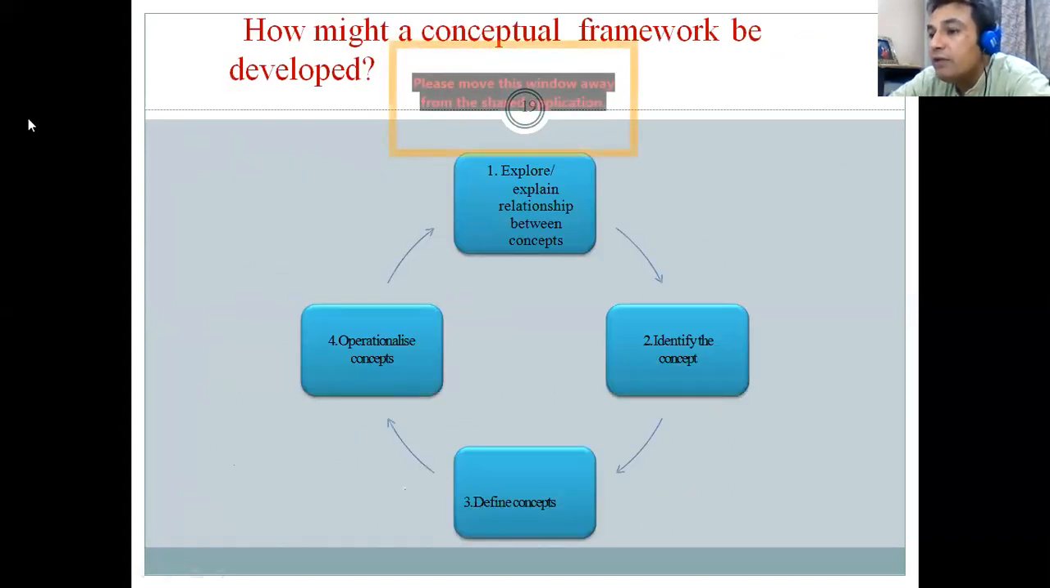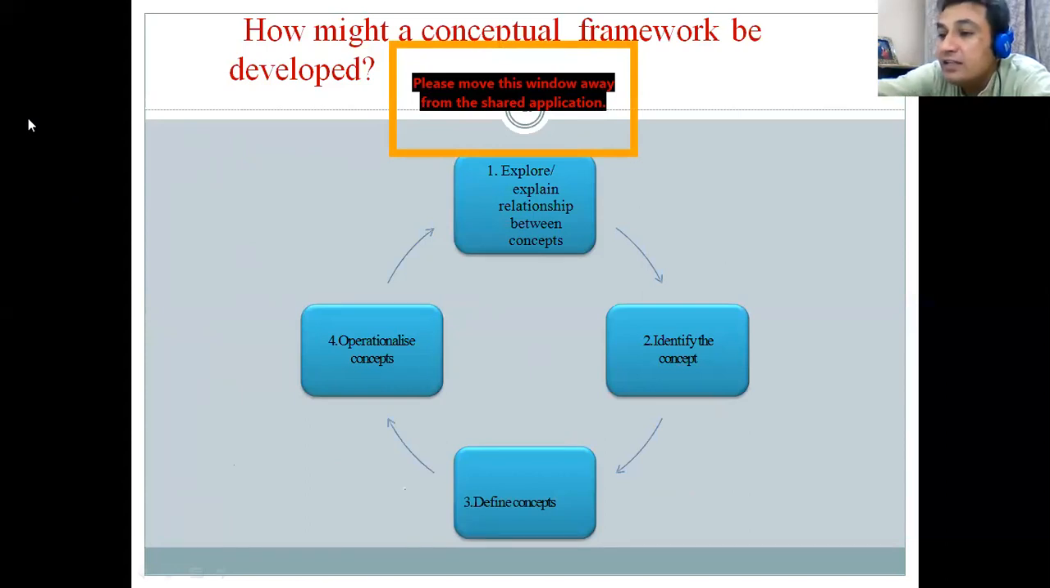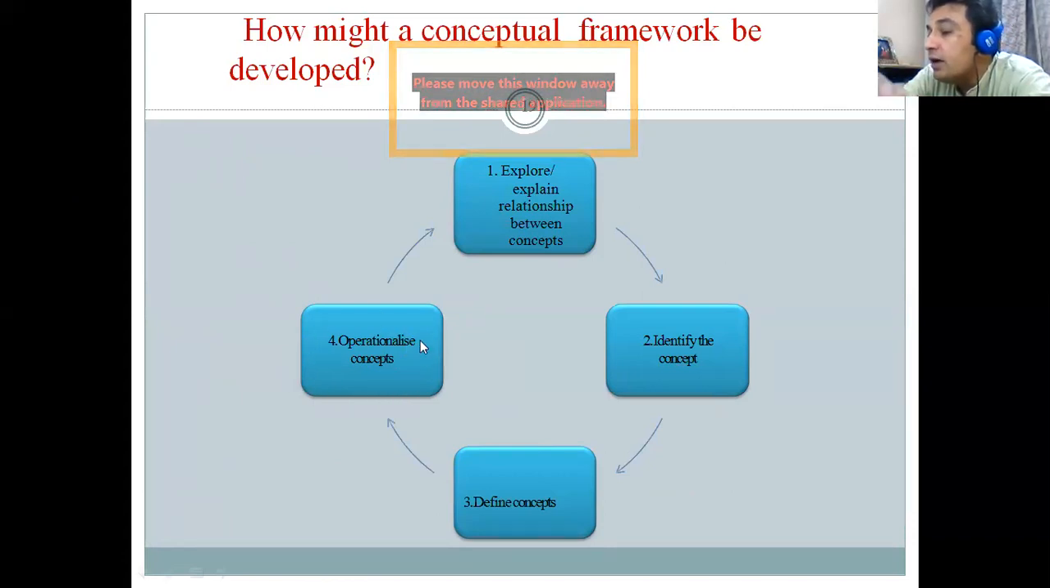So how can we proceed? This is a flow chart. Explore the relationship, identify the concepts, define the concept, and then try to operationalize. These first three parts are theory driven: exploring, identifying, and defining. And just the last part is empirical. So now you can see the importance of developing a hypothetical, theoretical or conceptual model from the existing theories.